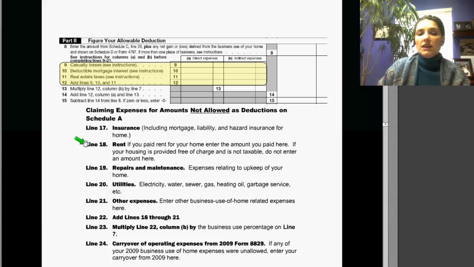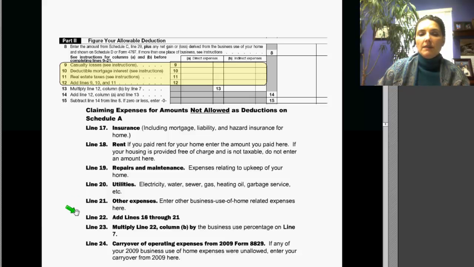Line 18, rent. If you paid rent for your home, enter the amount you paid here. If your housing is provided free of charge and is not taxable, do not enter an amount here. On line 19, we have repairs and maintenance. These are expenses relating to the upkeep of your home. Line 20, utilities, electricity, water, sewer, gas, heating oil, garbage service, etc. Line 21, other expenses. Enter other business use of home-related expenses here.